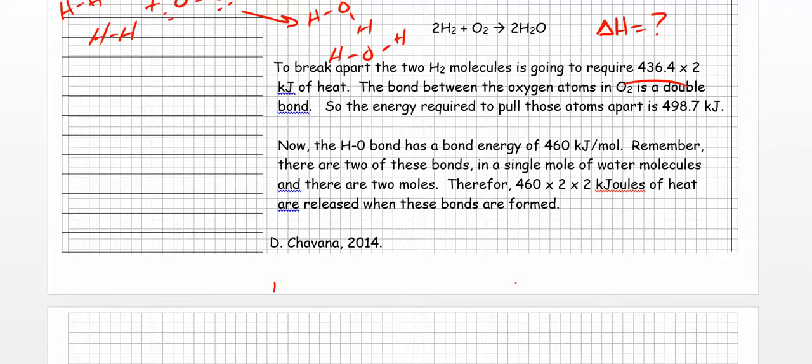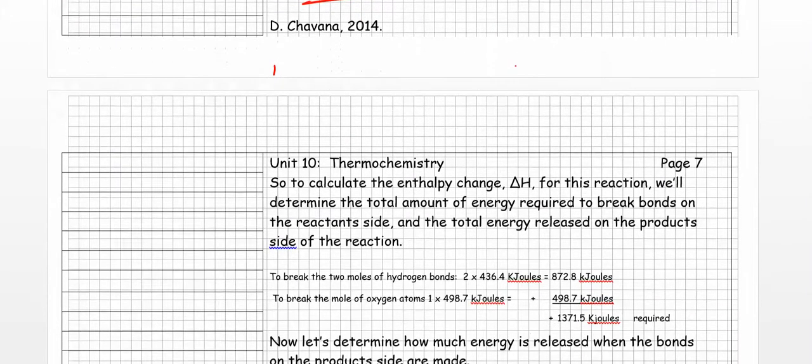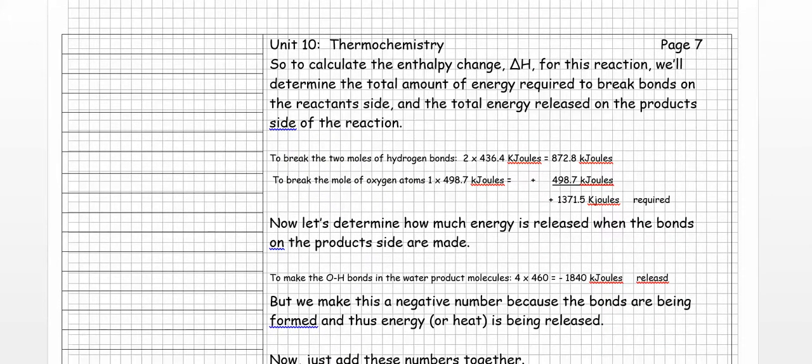So 460 times 2 times 2 kilojoules of heat are released when these bonds are formed. Again, released when the bonds are formed. In other words, it requires energy to break bonds, but energy is released when bonds are made. So let's finish up our calculations. To calculate the enthalpy delta H for this reaction, we'll determine the total amount of energy required to break bonds on the reactant side and the total amount of energy released on the product side of this reaction.